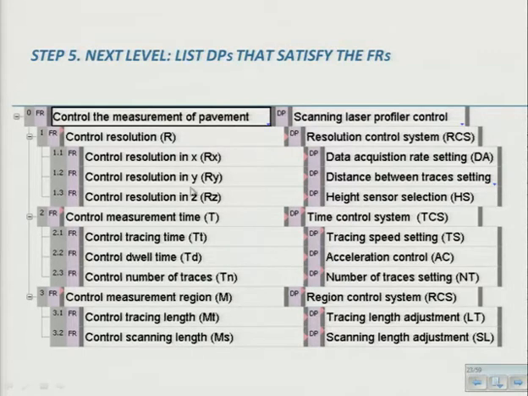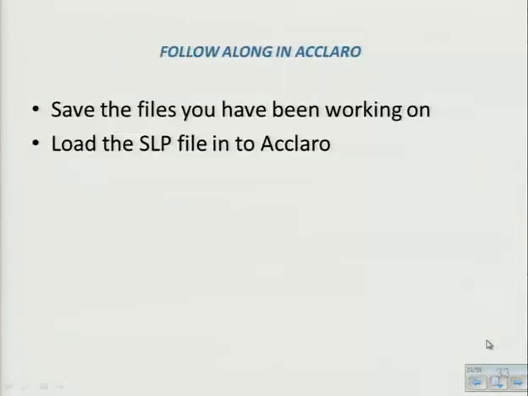All right. So what's controlling Z? This height sensor. What's controlling Y? The distance between the traces, as we saw before, and then the data acquisition rate setting. All right, so then what's controlling the tracing time? Well, the tracing speed. Dwell time, this is really sort of the acceleration control. And then the number of traces, so that's a setting that we're going to make for the number of traces. And then finally we've got the tracing length adjustment and the scanning length adjustment.